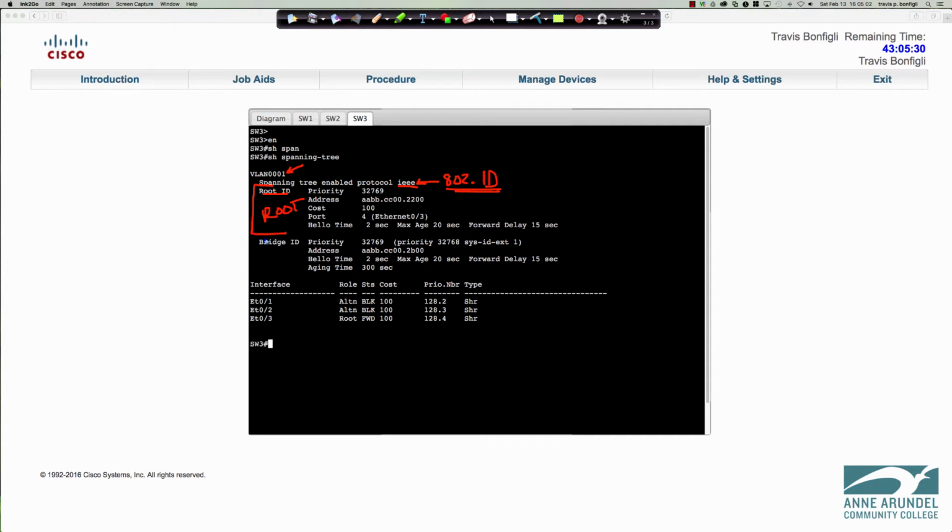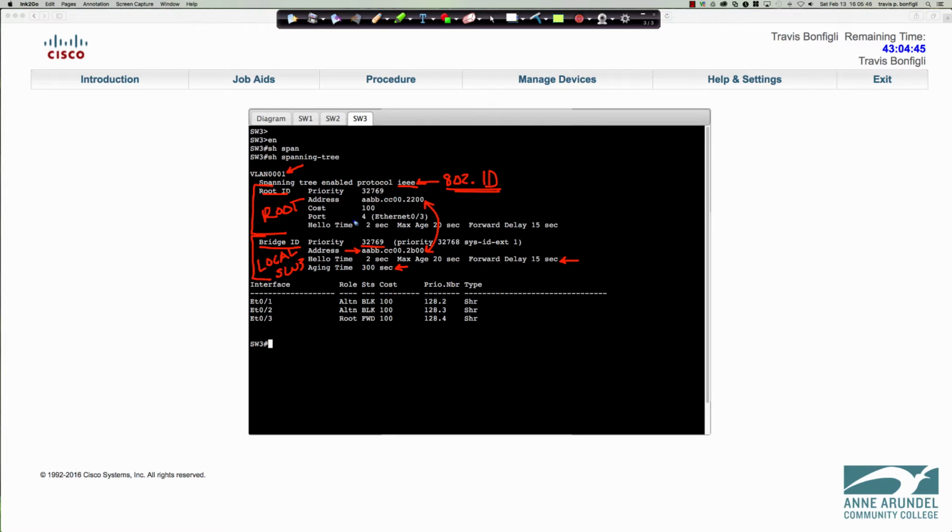Now, you'll notice that we have this other category here called bridge ID, and you can see that the IDs of the bridge are different. Now, this is the local switch. So this would be switch 3's information. So I can see switch 3's priority. I can see the MAC address for switch 3. I can see the timers for switch 3, and I can see the MAC address table aging time for switch 3. Again, bridge ID information listed here is about the local switch. The information listed up here under root ID is for the root bridge.